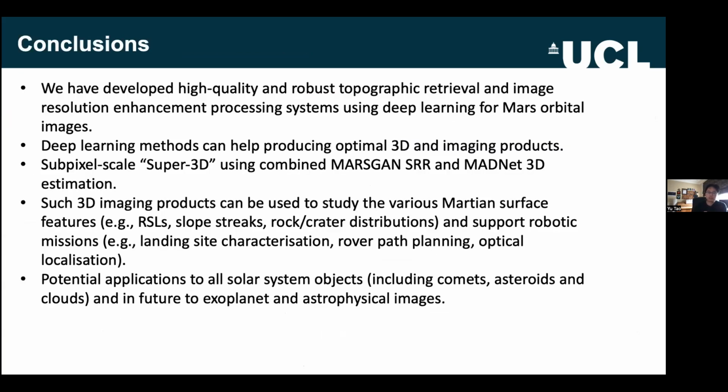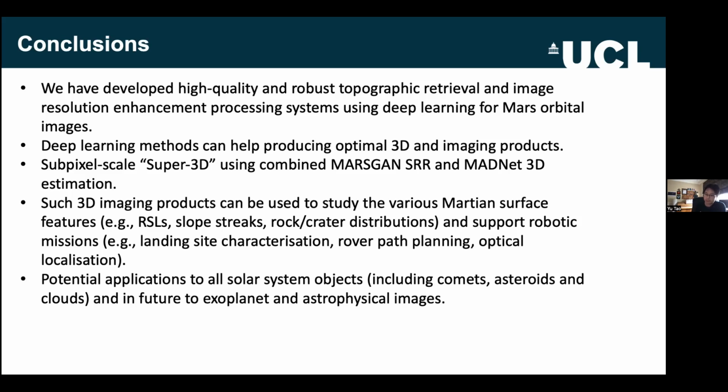So to draw some conclusions, I've introduced two separate deep learning based methods containing some traditional image processing techniques as well, one for producing pixel scale high quality topography, and the other one for producing subpixel scale resolution enhancement of Mars orbital images. And a combination of the two methods can be used to produce subpixel scale topography from any of the existing NASA and ESA Mars orbital optical images.